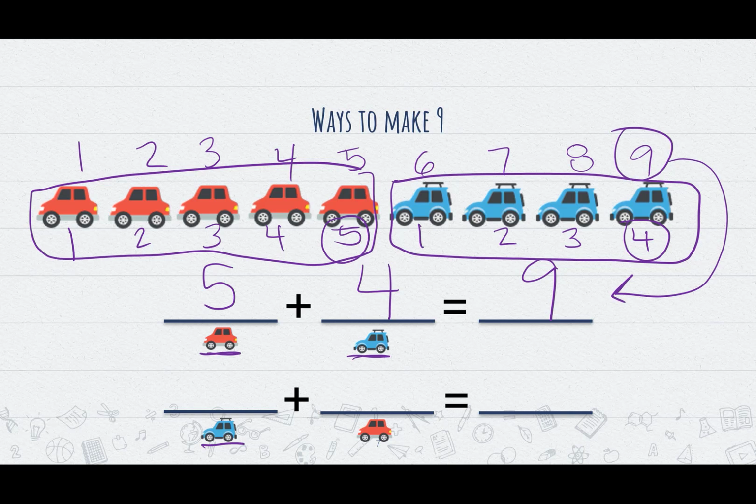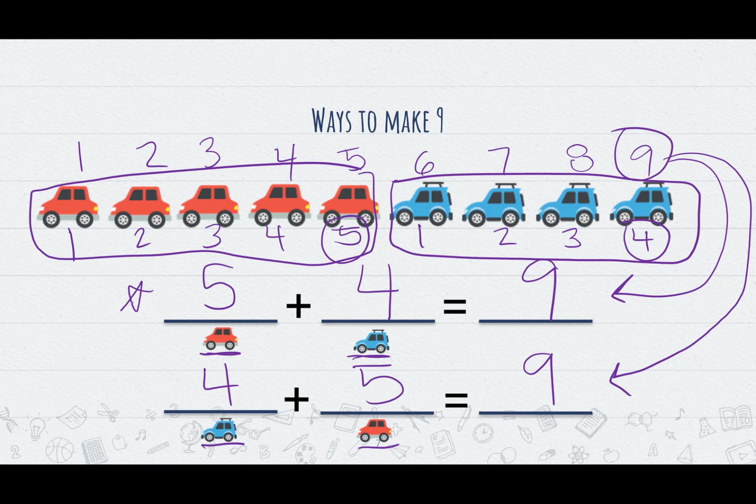Let's see. Our blue cars, 4, plus our red cars, 5, equals 9 all together. So let's read our addition sentences. Reading this first one, we see that it says 5 plus 4 equals 9. And if we read our second one, we see it says 4 plus 5 equals 9. And that is our last way that we can make 9.